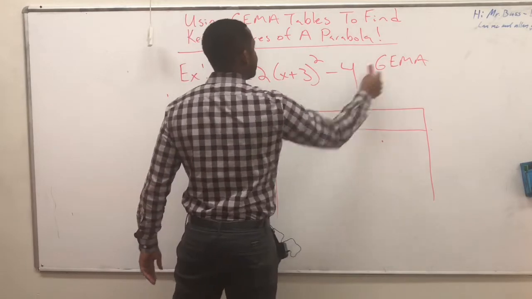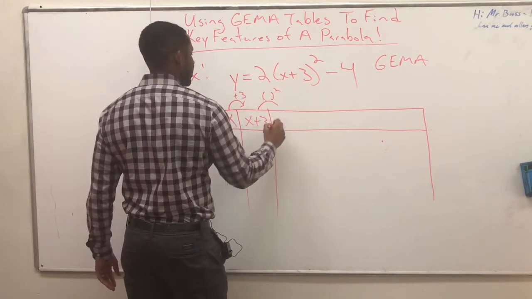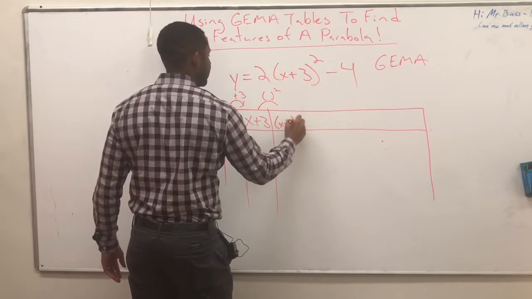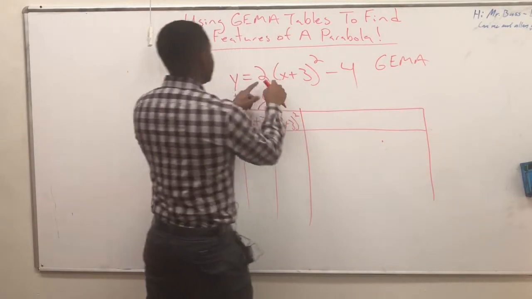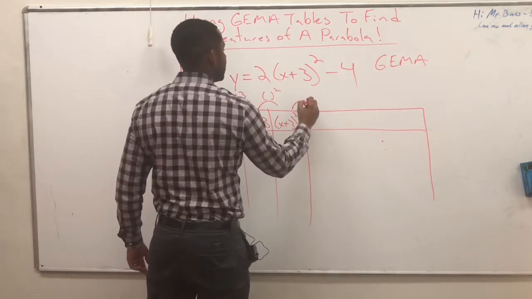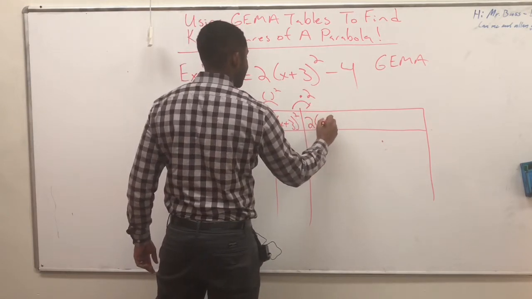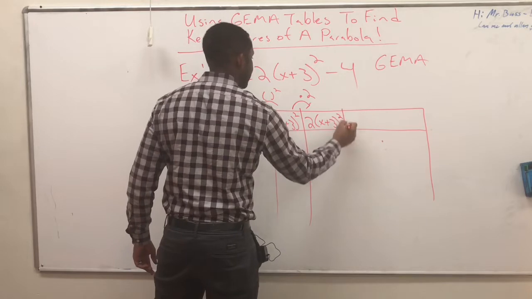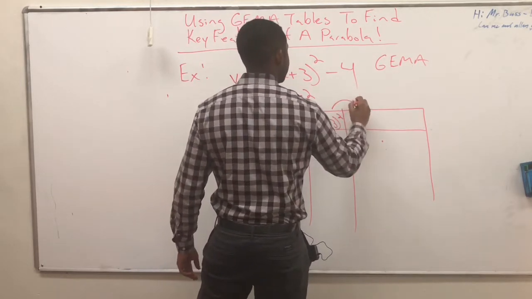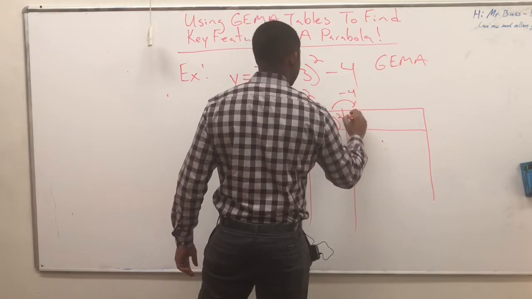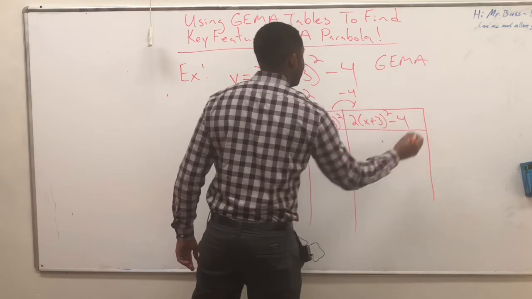Okay? Exponents. I see it's squared. So I'm going to take that and square it. So I end up with (x plus 3) squared. Multiplying and dividing. I see it's times 2. So I'm going to times 2. So now I get 2 times (x plus 3) squared. And adding or subtracting, finally, end up with minus 4. So end up with 2(x plus 3) squared minus 4.